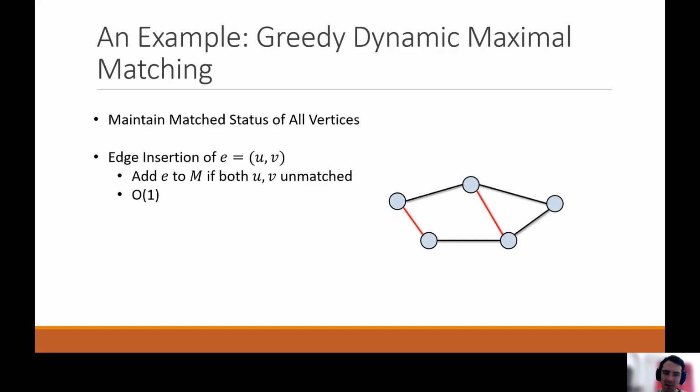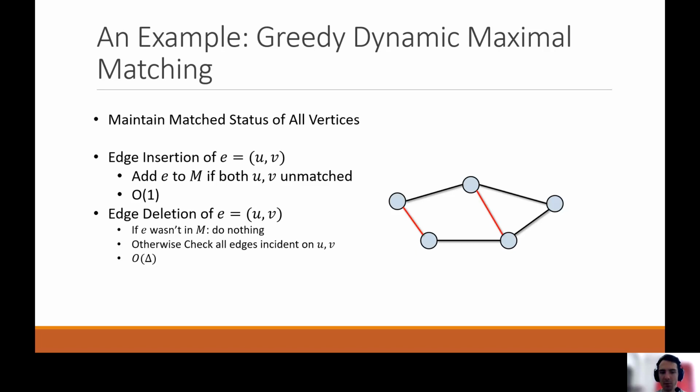In case of deletions, we need to do a bit more work, because we have to consider whether the deleted edge was part of our matching. If it wasn't, we don't have to do anything. But if it was, we have to check both of its endpoints, whether any of the edges incident on them can be used to extend our matching. But then again, this can be done in time proportional to the number of edges incident on the endpoints of the deleted edge, so in order delta time, essentially. Therefore, we can have a very simple order delta 2-approximate algorithm this way.